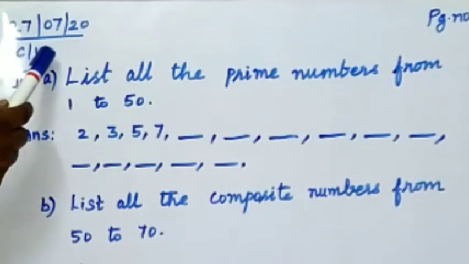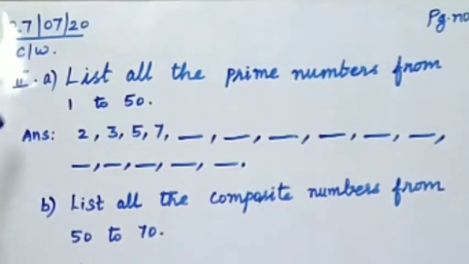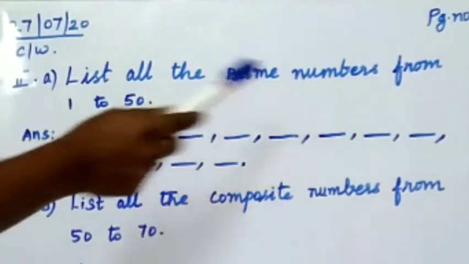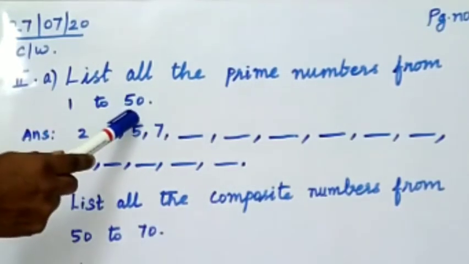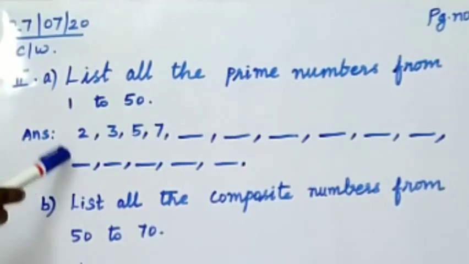Write today's date at the top left corner of the page, and at the end of the first line you have to write the page number. Below the date you have to write CW, and also you have to write HW. In the next line, write Roman letter II, A: list all the prime numbers from 1 to 50. In the next line you have to write the answer, A and S.